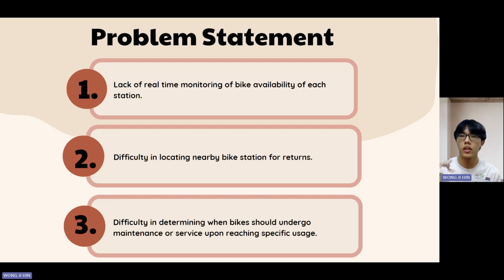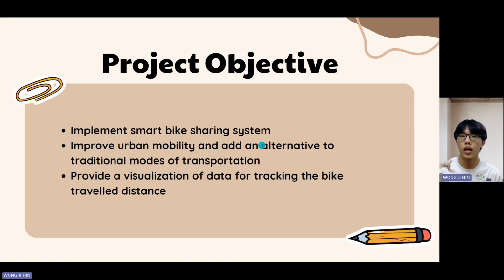And the last problem is difficulty in determining when bikes should undergo maintenance or service upon reaching a specific usage. Now, I'm going to talk about the objectives of our project. The first objective is to implement a smart bike sharing system to encourage the use of bicycles to reduce carbon emissions and traffic congestion.